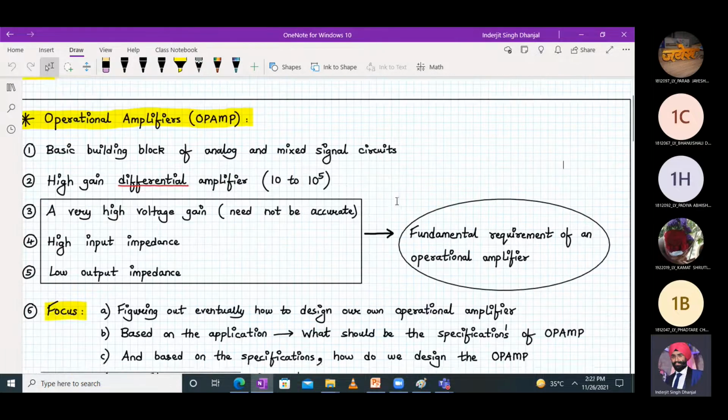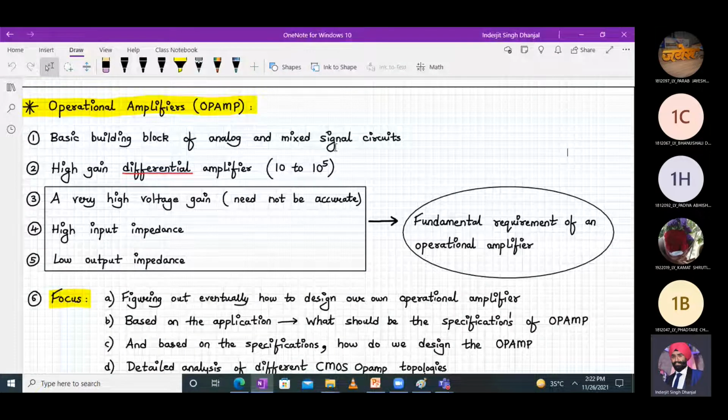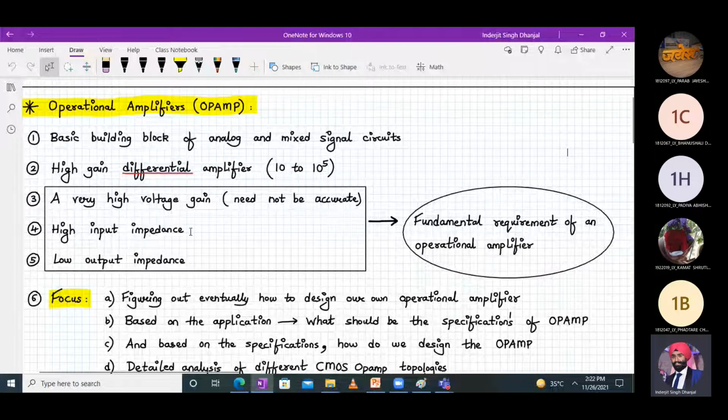Opamp is our basic building block of analog and mixed signal circuits. It's basically called a high gain differential amplifier. That means it can have a gain of 100 or a gain of 10 raised to 5. These are the fundamental requirements of an operational amplifier: a very high voltage gain, which need not be accurate because it will be an open loop gain, a high input impedance, and a low output impedance. These three are the fundamental requirements of any operational amplifier.